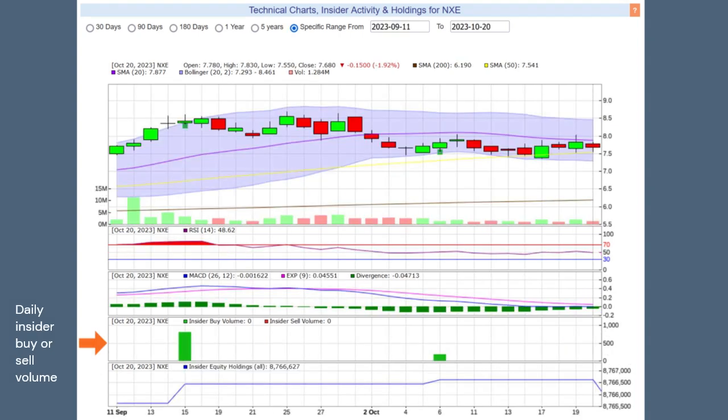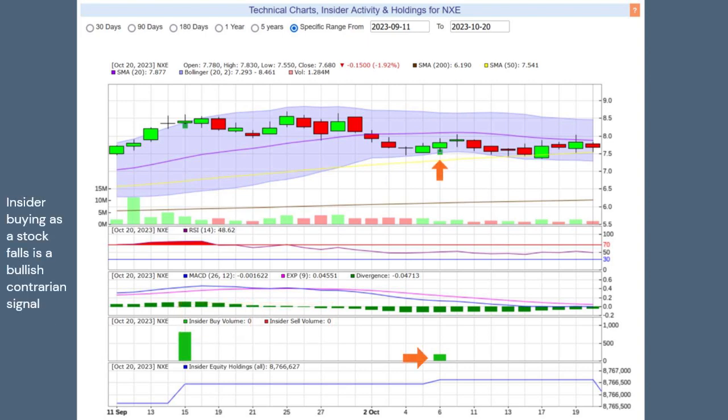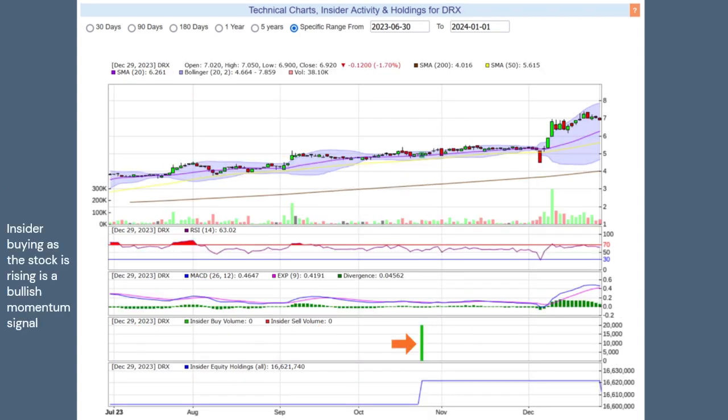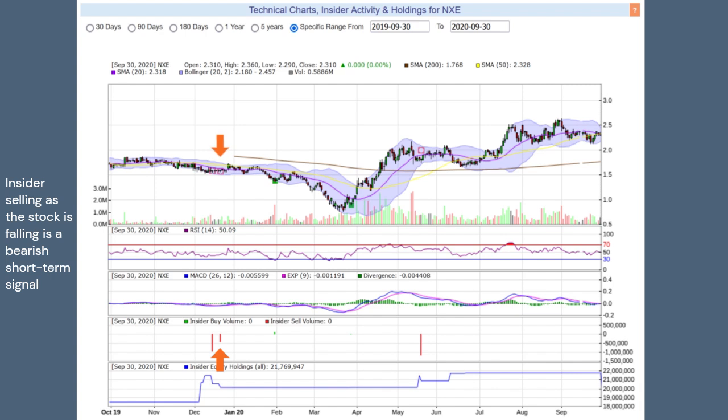The second chart from the bottom shows the volume of insider buying in green or selling in red for the day. A jump in insider buying as the stock is falling is often a contrarian bullish long-term sign. A jump in insider selling when the stock is rising is often a contrarian bearish long-term sign. For momentum players, we note that a jump in insider buying as the stock is rising is often seen by traders as a bullish momentum short-term sign. In contrast, a jump in insider selling when the stock is falling is often seen as a bearish short-term sign.